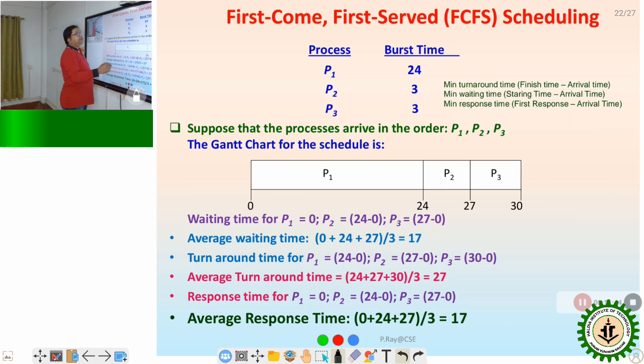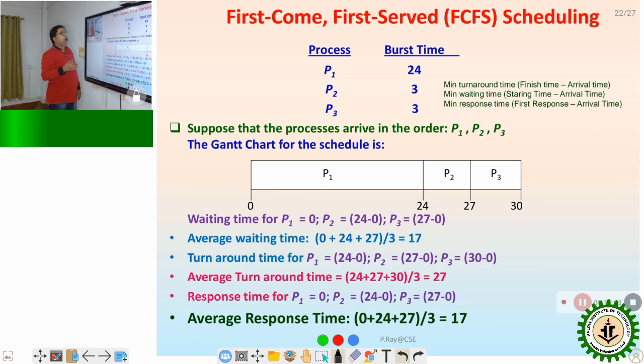This is an example. These are the processes: P1, P2, P3, three processes, and the burst time. Burst time is the CPU burst time. That is, the total computation time of the process P1 is 24 units of time. P2 is 3, P3 is 3.